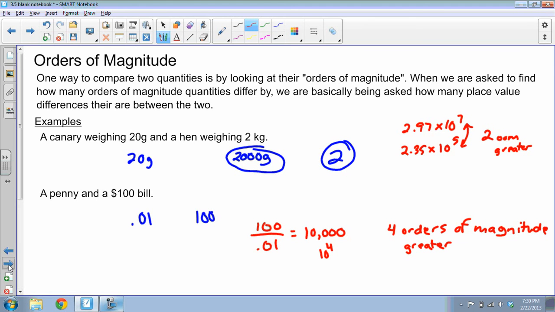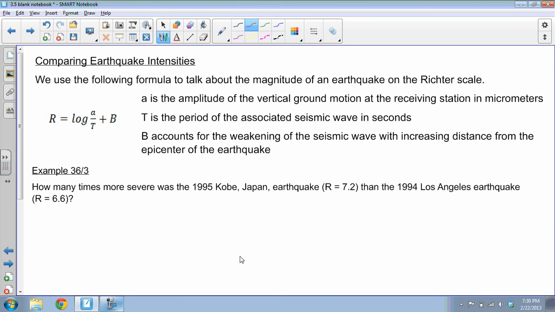So now we have some actual applications of this. One of them being earthquake intensities. This is a formula we're going to use for earthquake intensities that allows us to calculate the magnitude of an earthquake on the Richter scale, which hopefully we've all heard of before.